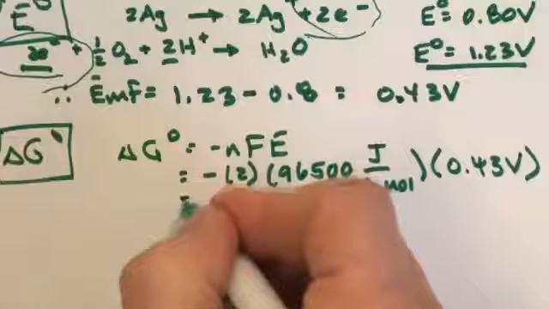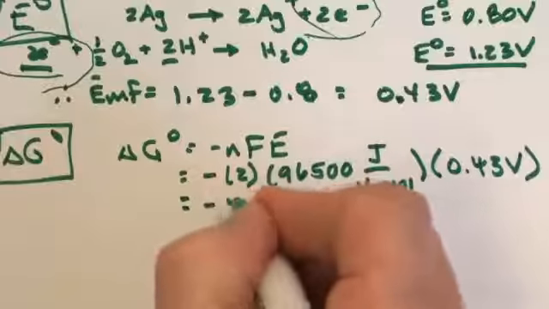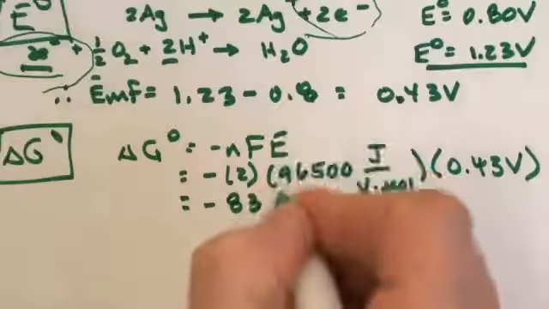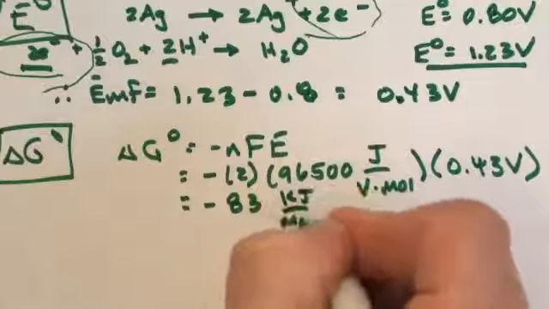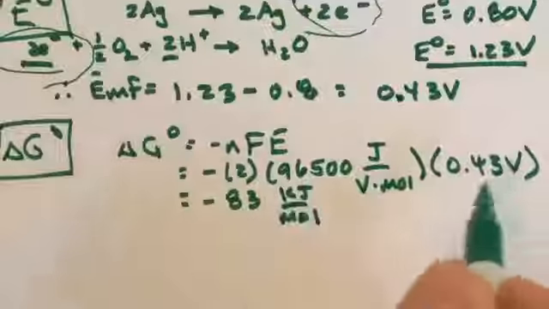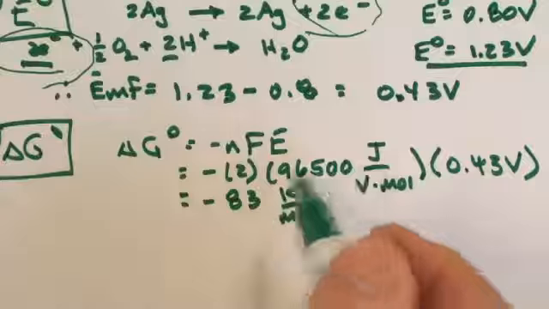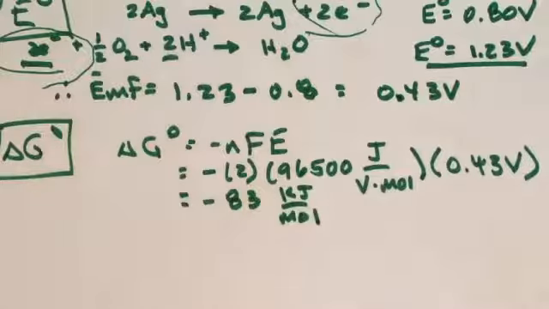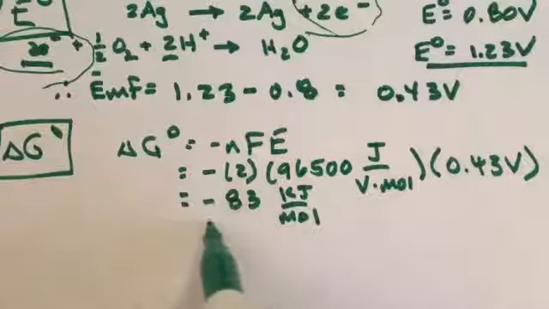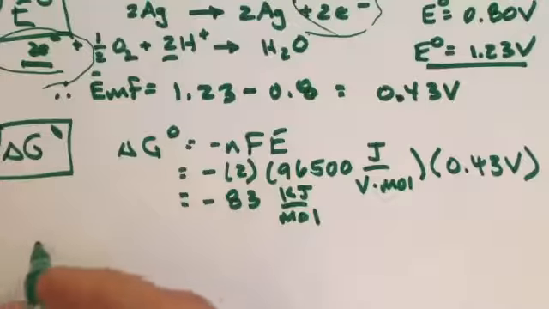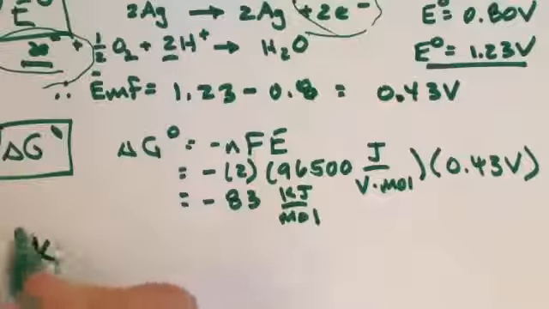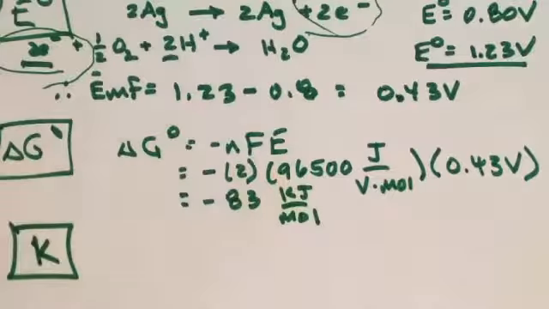Multiply those guys together, and I get a delta G of negative 83 kilojoules per mole. Notice I converted it to kilojoules right away after I multiplied those together. It's like 83,000 something, something, something, but that's close enough. So there's our delta G. That's part 2. And lastly, it says to find the K, the equilibrium constant for this reaction.